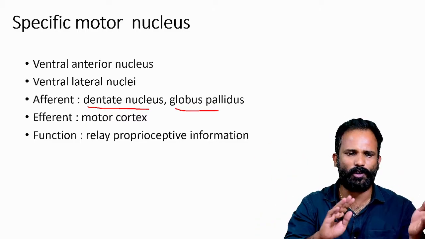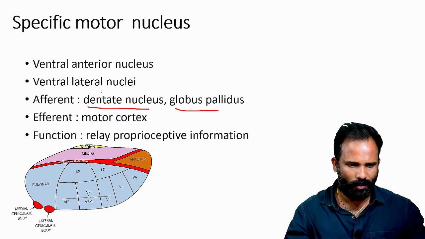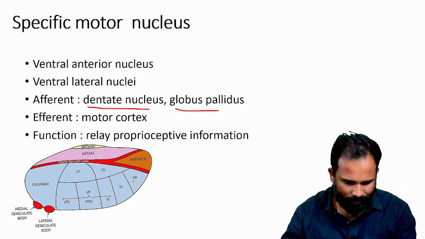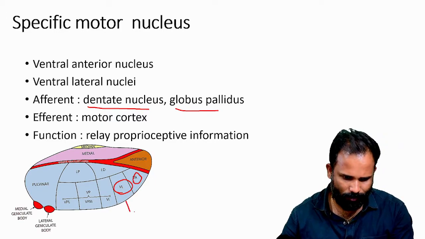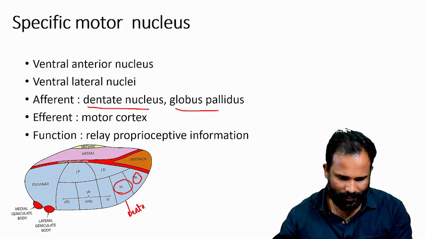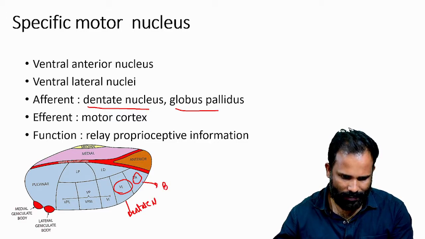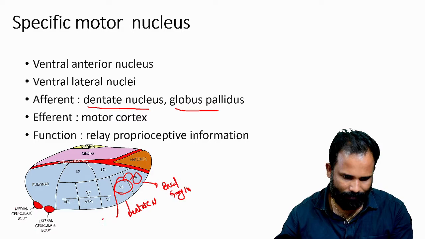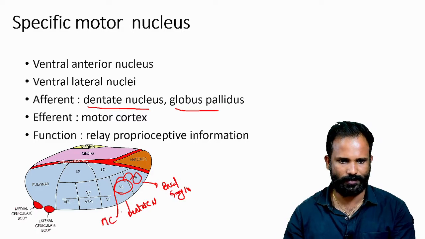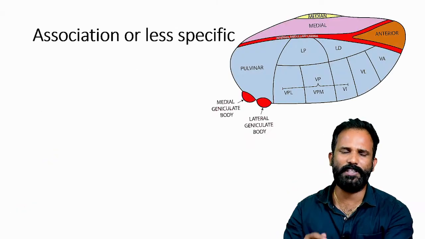So sensory motor coordination. So here is the ventral anterior and ventral lateral which are getting the information from dentate nucleus and from basal ganglia, and from here the efferent is to motor cortex. So that's the specific motor.